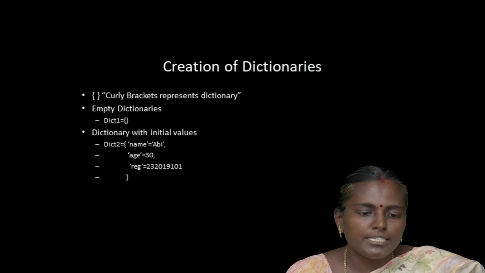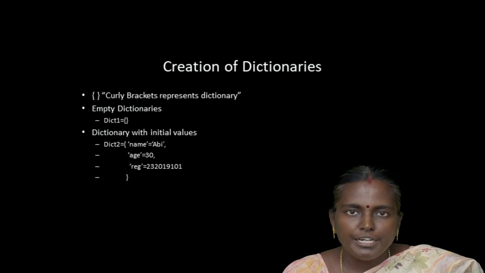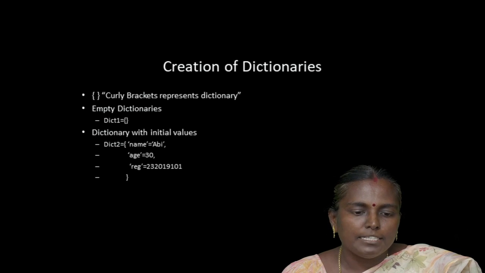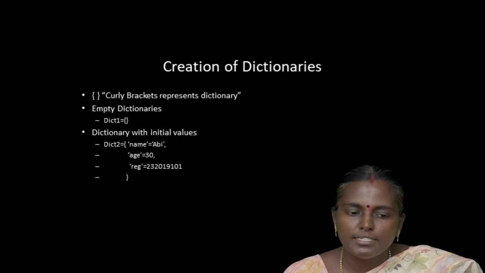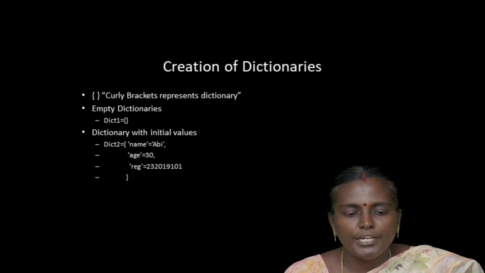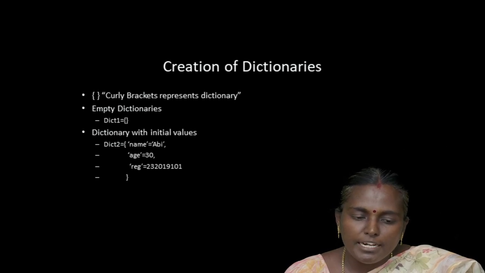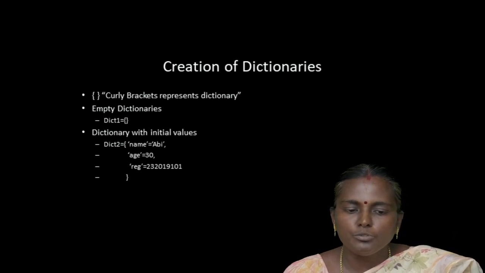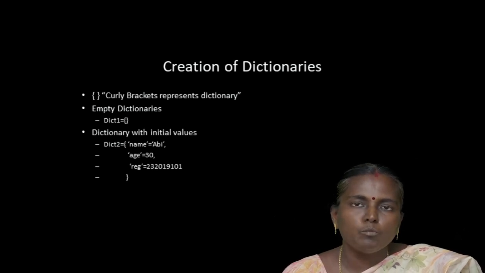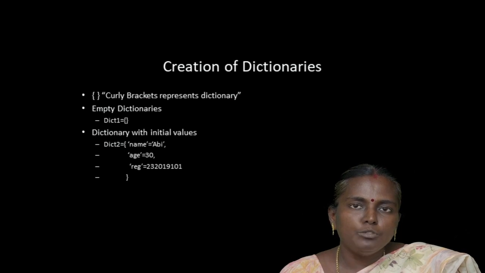For example, here I have given dict2 as the dictionary name with student details as the key value pairs. Here the name of the student is considered as the key and Abhi is considered as the value of the dictionary. The next attribute is age with the value 30. Register number is another key with the value 2320191001. In a similar way, you can create whatever dictionary values you need in your program.